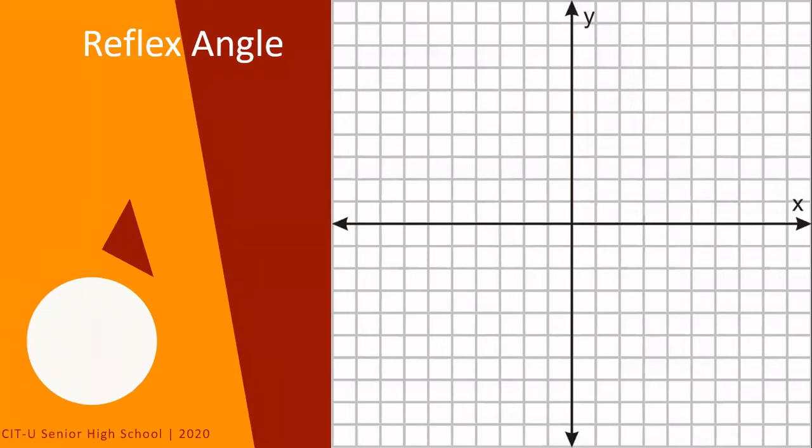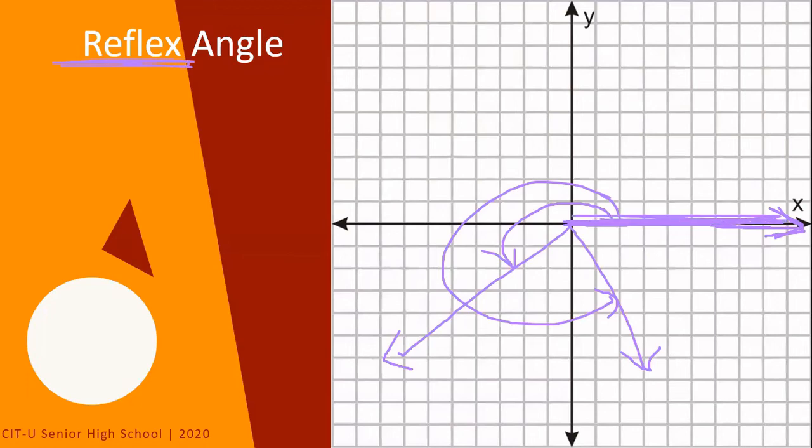Now, suppose our initial side is here on your x-axis, and your terminal side lies between the third quadrant, or even on your fourth quadrant. You measure the angle from initial side to terminal side. That's what we call a reflex angle. Again, initial side on the x-axis, and your terminal side lies on the third quadrant. This is quadrant 3, and this is quadrant 4. That angle is what we call a reflex angle.